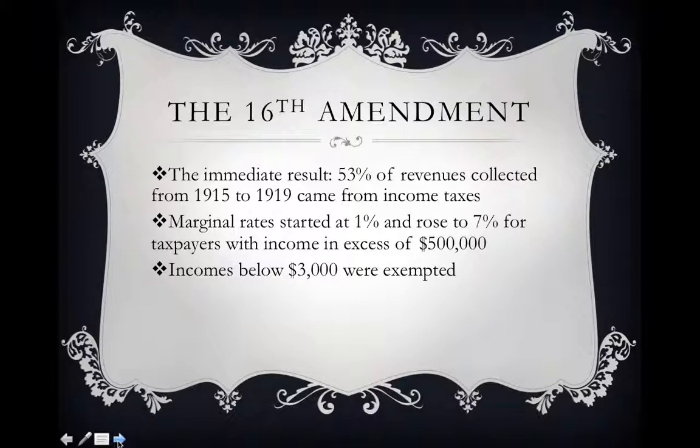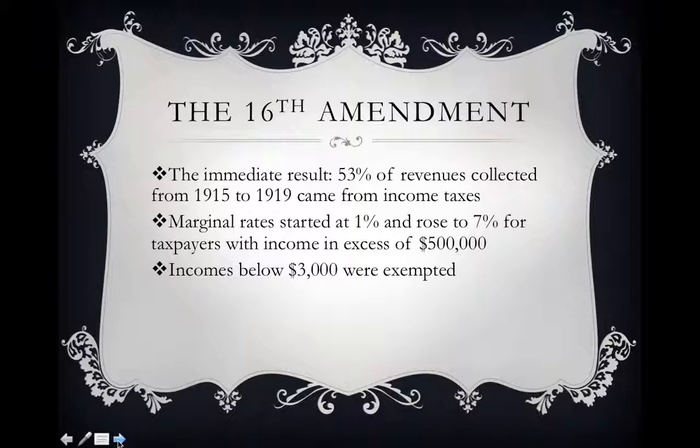All right, from 1915 to 1919, 53% of revenues collected came from income taxes. So we see a shift away from land sales and tariffs as the main source of revenues for the federal government. And we see that income taxes become more and more important, that federal revenues become more and more reliant on them. So make sure you realize that shift: the shift away from land sales and import taxes for government revenues, and the shift towards income taxes during that time period.